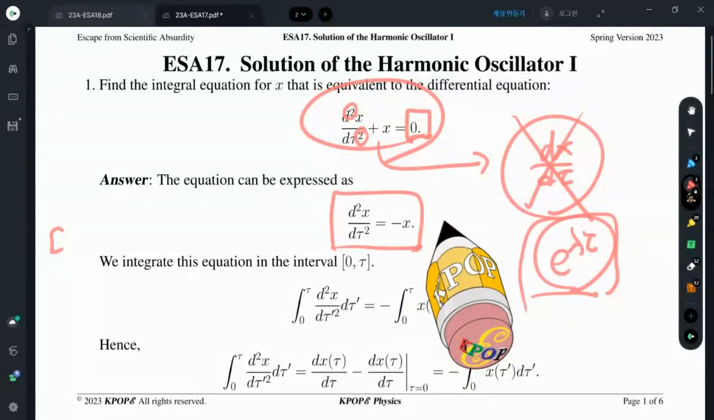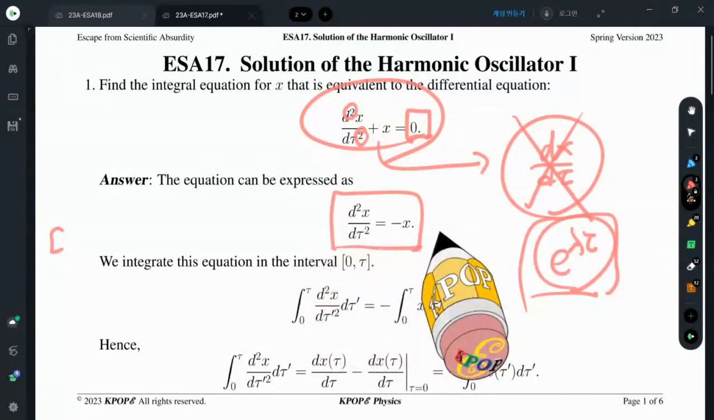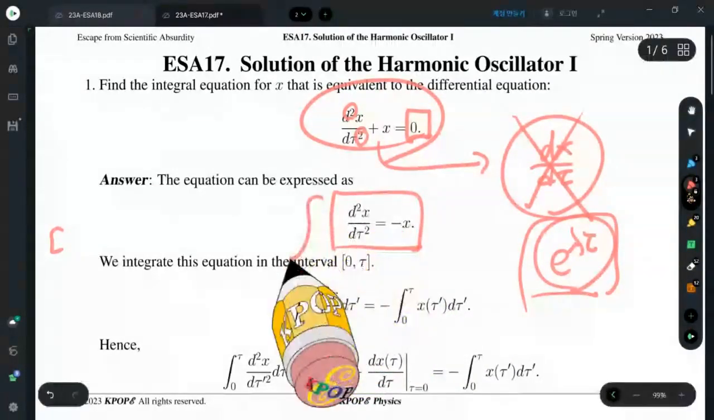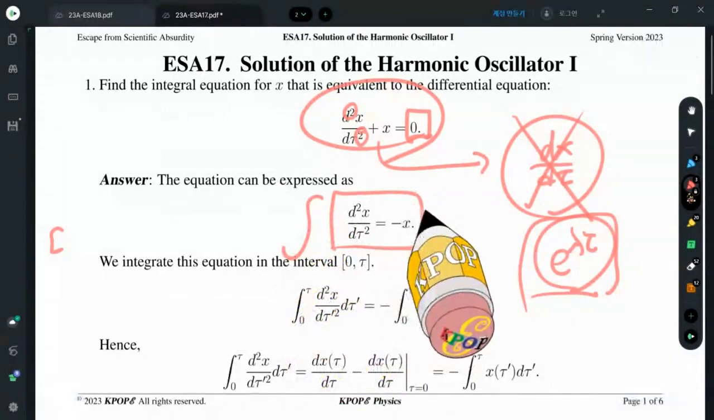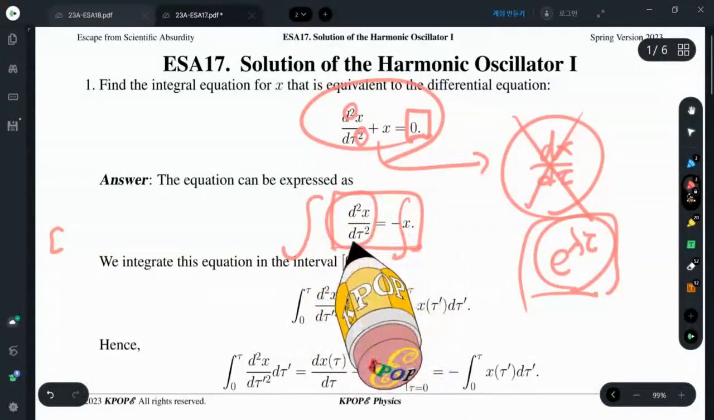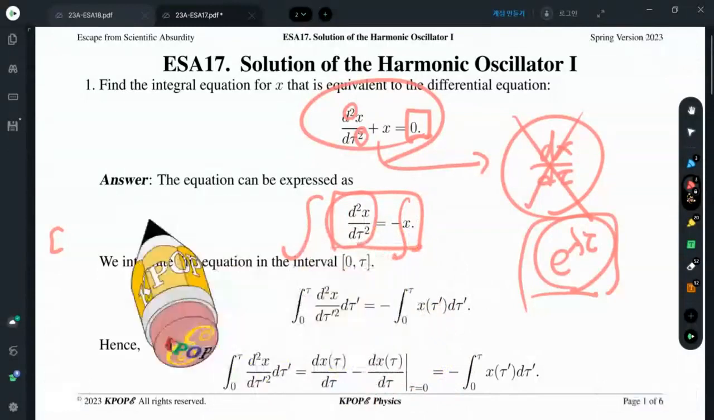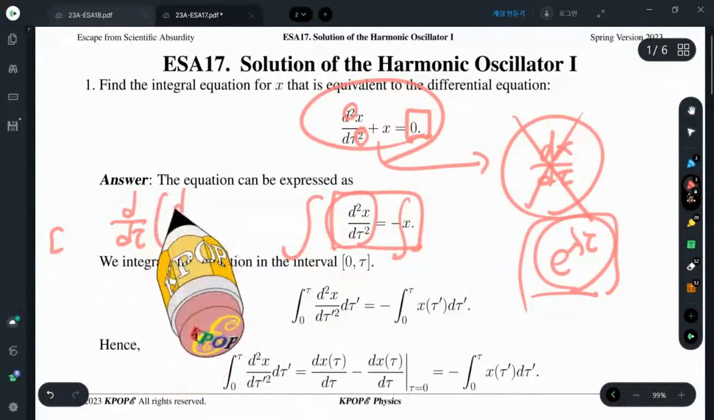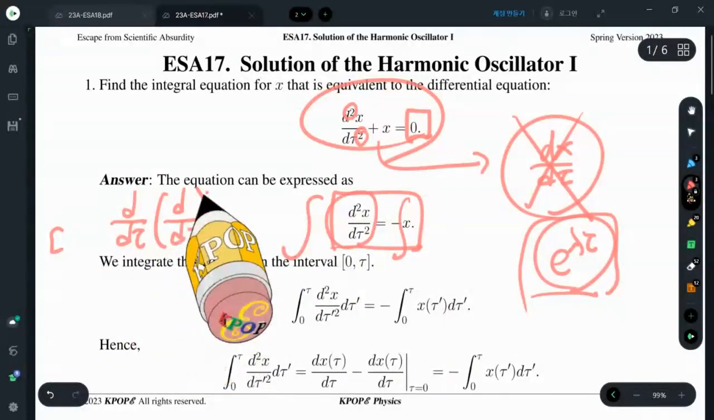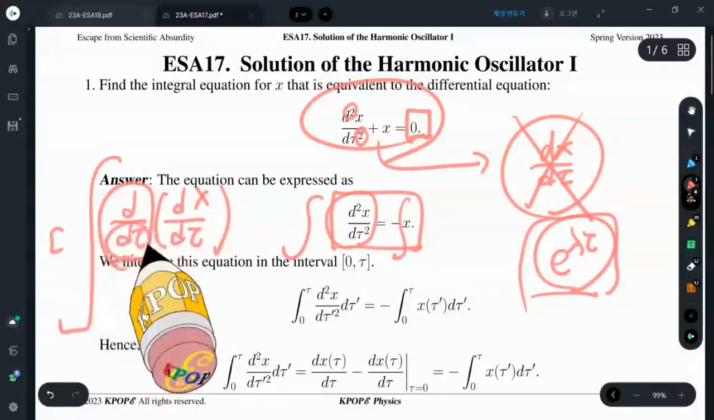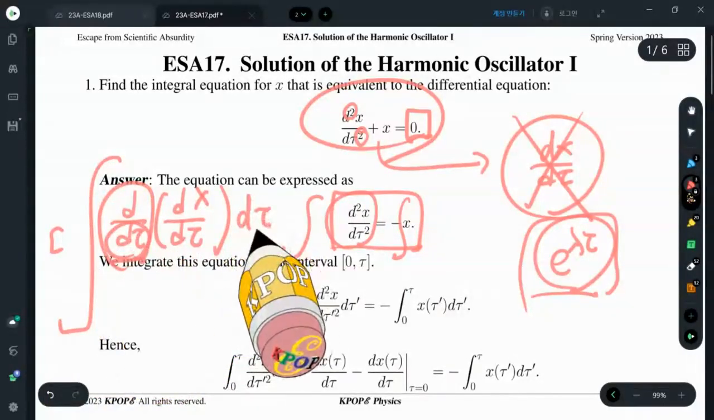So we don't have to learn a differential equation class. If we take the integral of both sides, what happens? If I do the integral, this is a double derivative of x. So what we carry out is the integral over this guy.